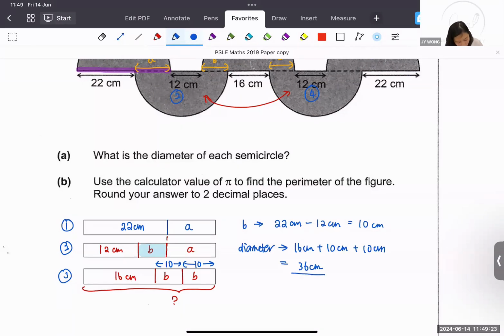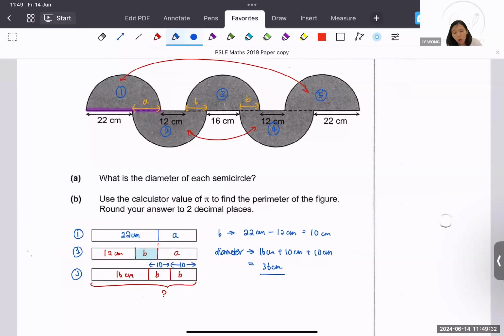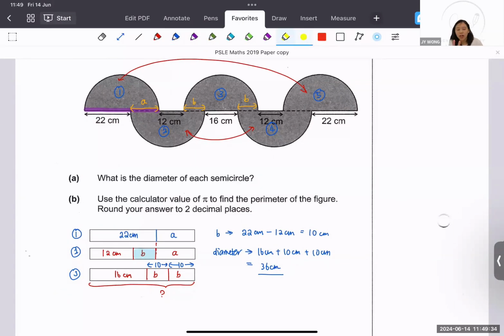So that's how you can get 36 cm, by breaking into parts that you can understand. Okay, now, next part. For circles, there are only 4 ways that they can ask you. Number 1, pi equals 3.14. Or number 2, they can ask you 22 over 7.